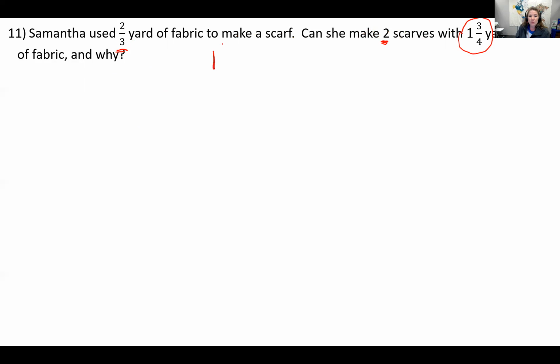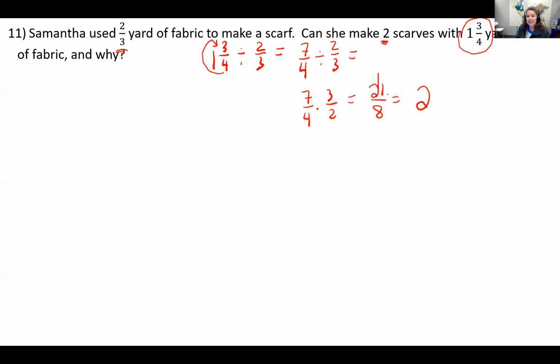So I'm going to take 1 3/4. I'm going to divide it by 2/3. So I'm going to go around the world, multiply, then add. So 4 times 1 is 4, plus 3 is 7. 7/4 divided by 2/3. Now we're ready to keep it, change it, flip it. All right, we're going to multiply straight across. We get 21 over 8. 8 will go into 21 twice. 8 times 2 is 16. So we'd have a remainder of 5/8.